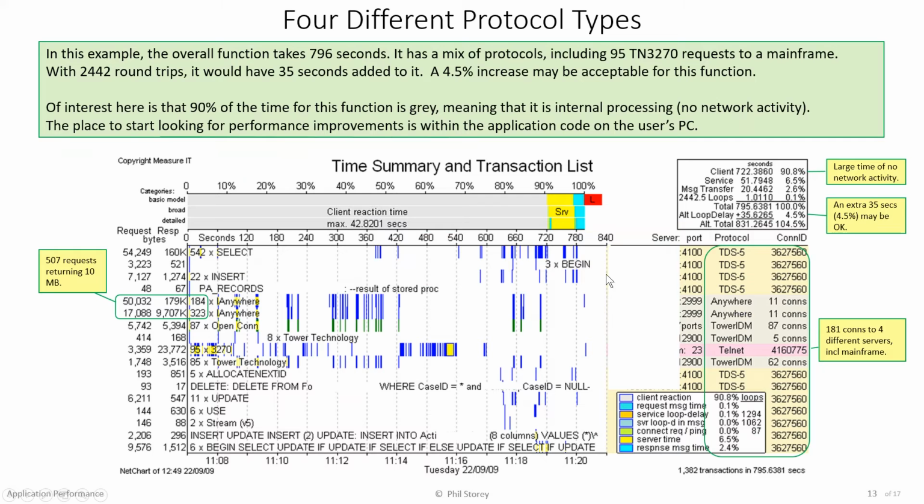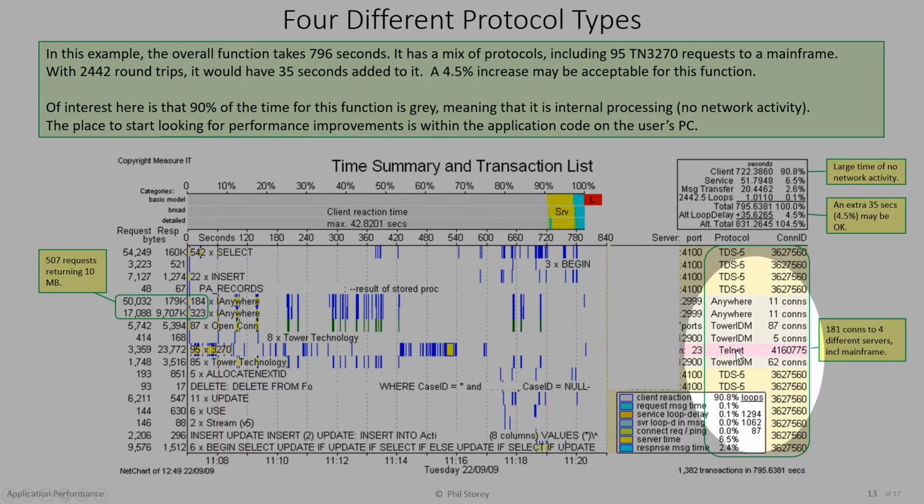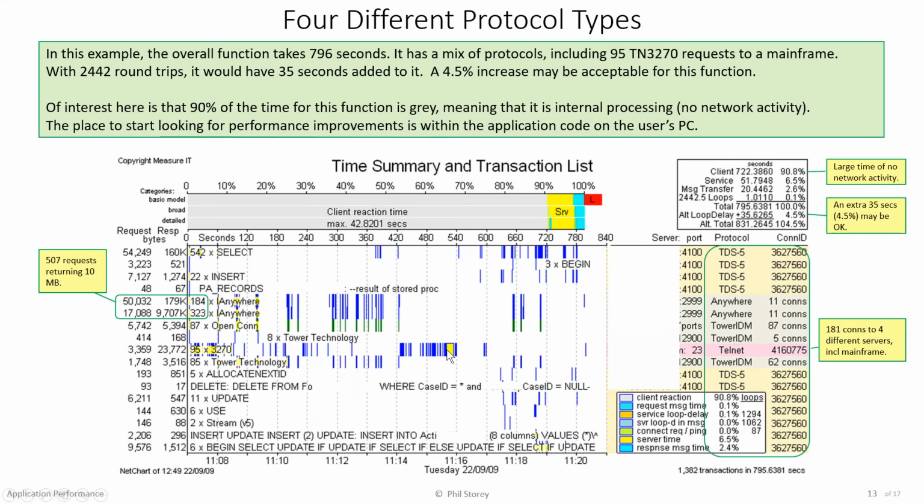I included this one just to show that NetData can do the various protocols, including Telnet. So this row here is 95, 3270 mainframe screen scraping tasks. So this application, as well as some database activity and some image activity, had some screen scraping to a mainframe. But in this case, we can see there is actually a lot of white space where nothing's happening. It's showing up as 90% client time.